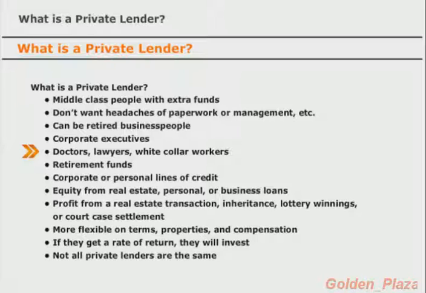Private lenders can acquire the money they lend you from a number of different sources: retirement funds, corporate or personal lines of credit, equity pulled from a business or real estate, personal or business loans, profit from a real estate or business liquidation, inheritance, lottery winnings, court case settlement.